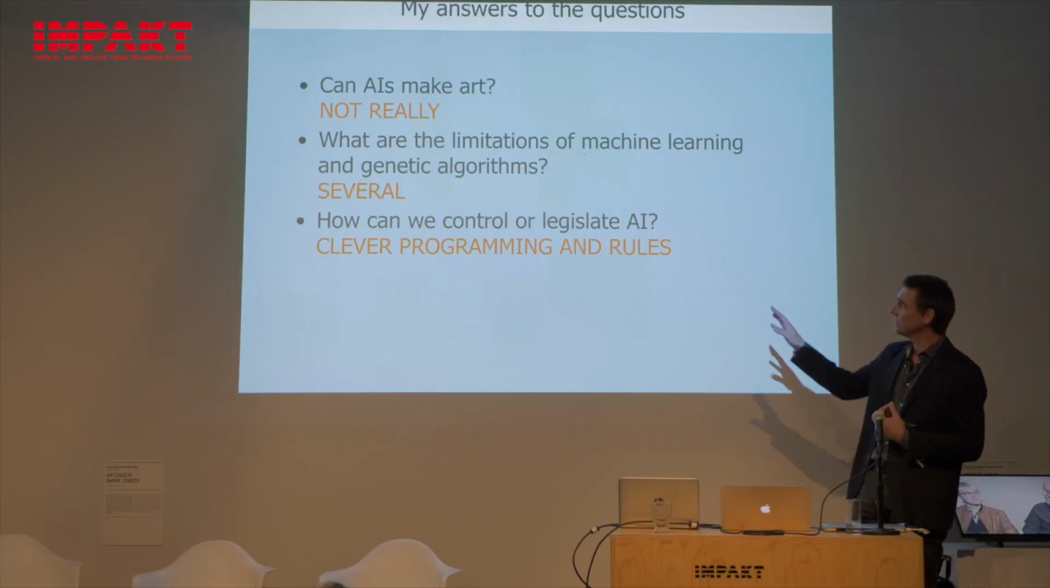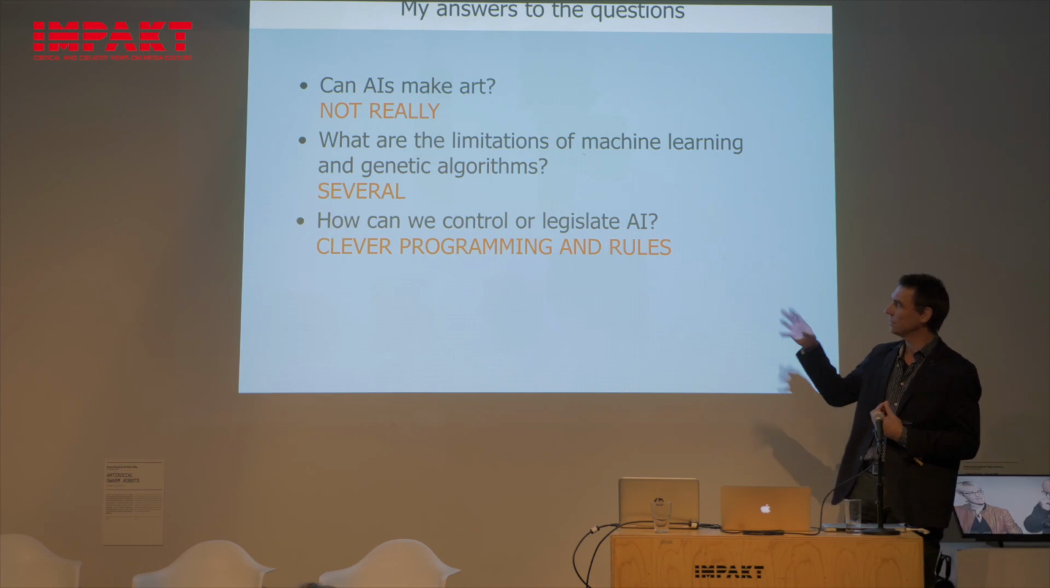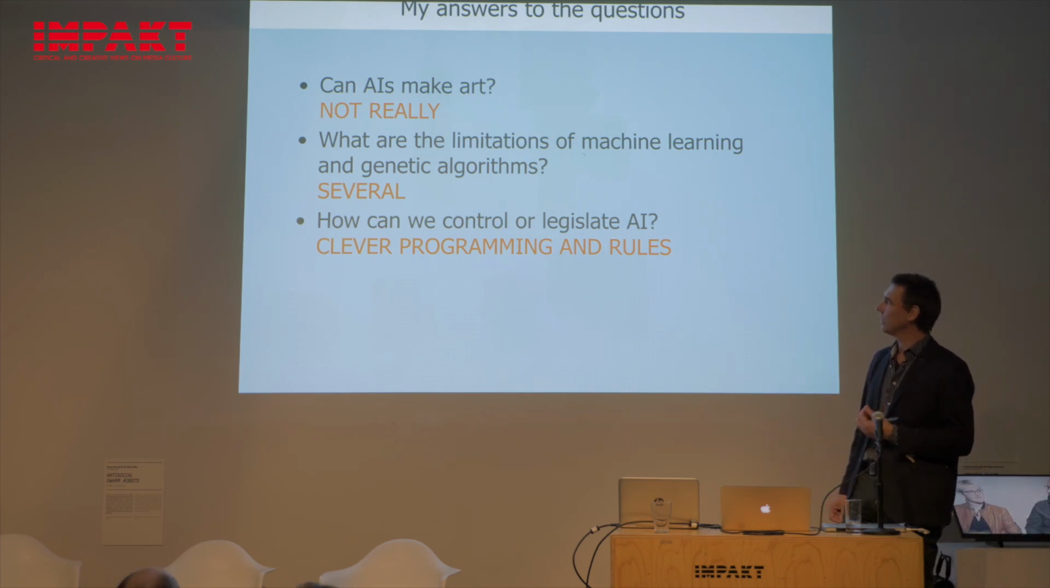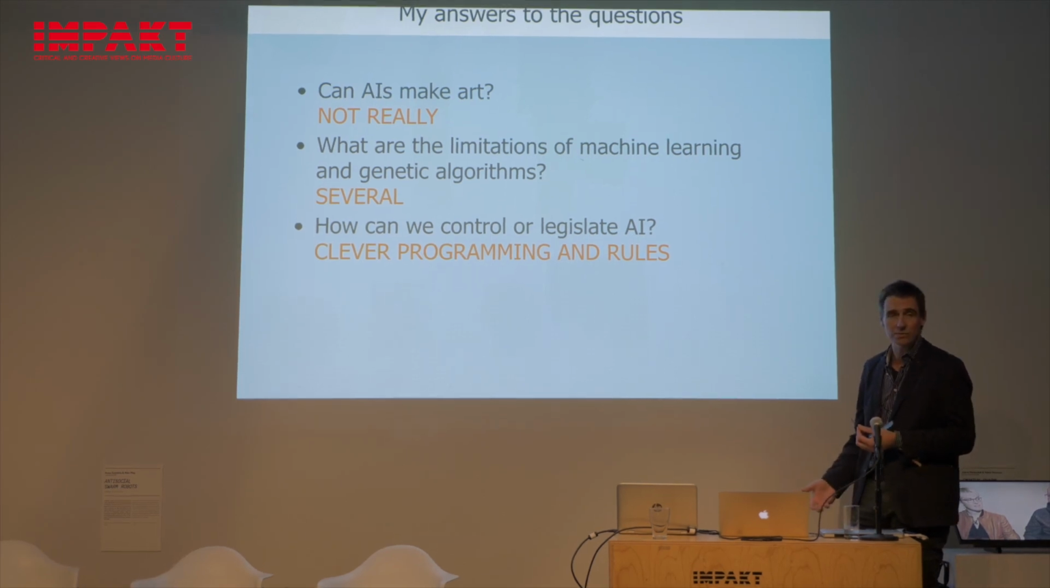And then the other questions, I will not go deep into. I will just give my answer. This is roughly the same answer the previous speaker gave. How can we control or legislate artificial intelligence? Well, I would say that is just a matter of clever programming and coming up with the right rules. That's how you do it. That's how we do it with humans. That's how we should do it with artificial intelligence also.